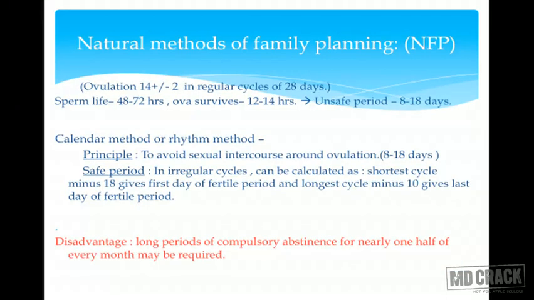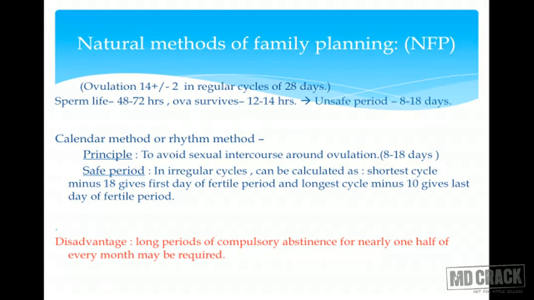Natural method of family planning. For this, a couple needs awareness about the menstrual cycle and the period of fertility in that particular menstrual cycle. Calendar method. If a lady has a regular menstrual cycle of 28 days, ovulation takes place around the 14th day. And 7 days before and 7 days later is the period of fertility on an average.